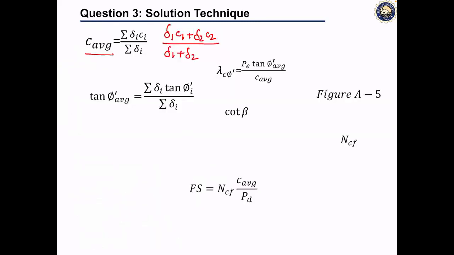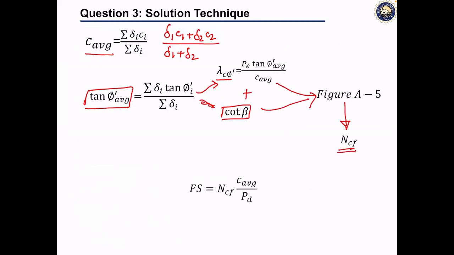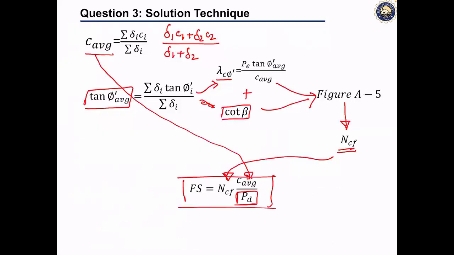If you know the C average, similarly we can also find the tan phi prime average. We can use this to determine lambda C phi prime and use the chord B. We can use this too. Using this figure A5, we can determine NCF, and from this NCF and C average from here and PD from our previous slide, we can finally determine the factor of safety of this slope.